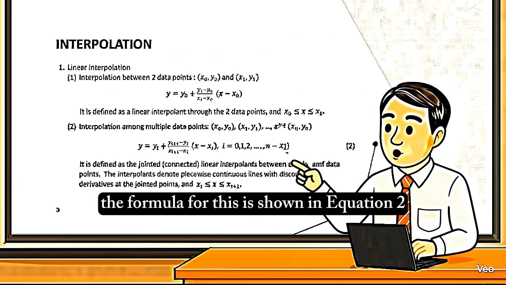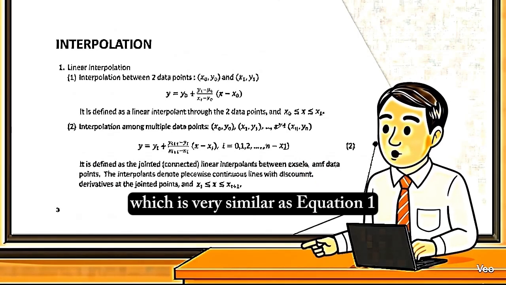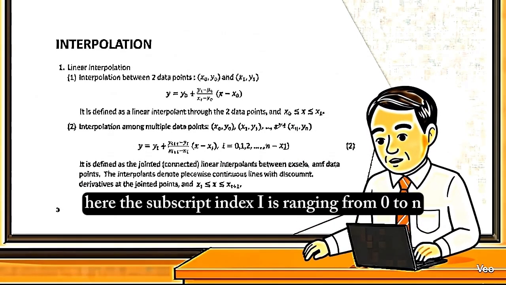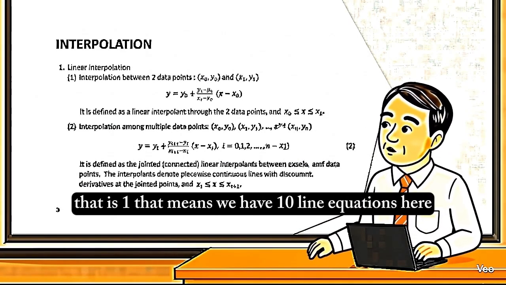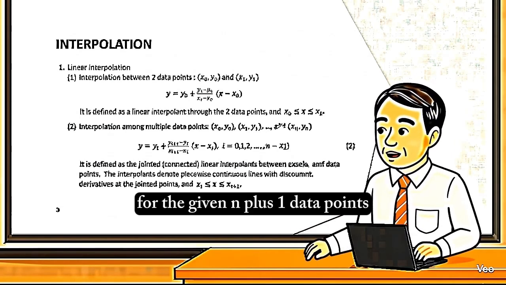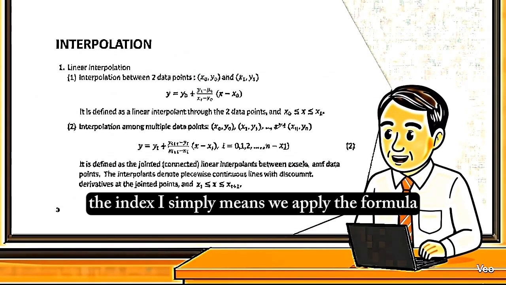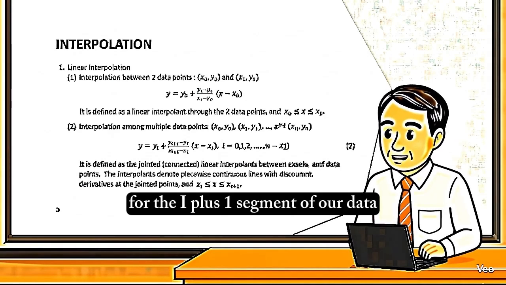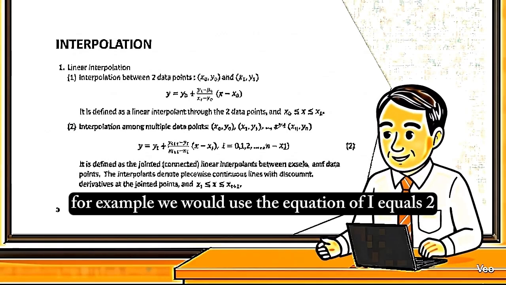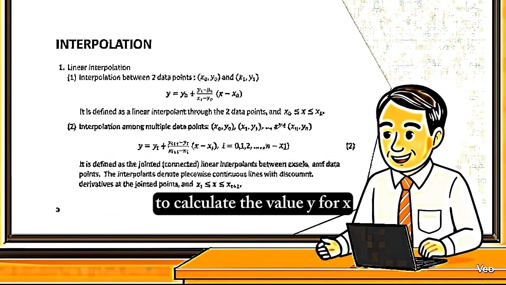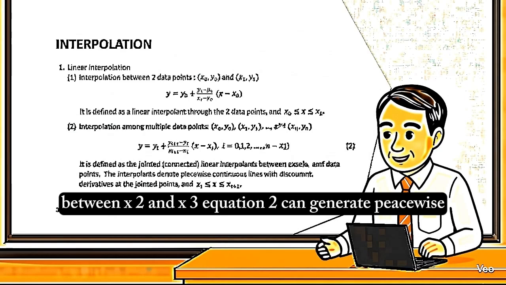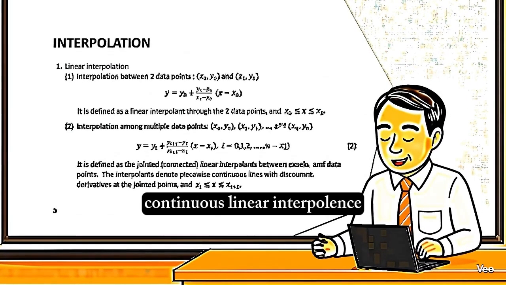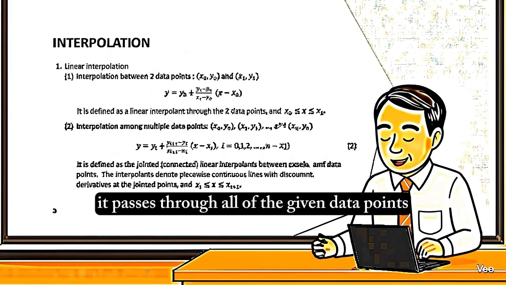The formula for this is shown in equation 2, which is very similar to equation 1, except that we use a subscript index i here. The subscript index i is ranging from 0 to n minus 1. That means we have n line equations here for the given n plus 1 data points. The index i simply means we apply the formula for the i plus 1 segment of our data. For example, we would use the equation of i equals 2 to calculate the value y for x between x2 and x3. Equation 2 can generate piecewise continuous linear interpolants. It passes through all of the given data points.